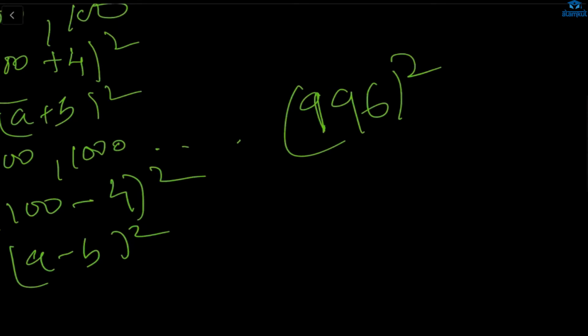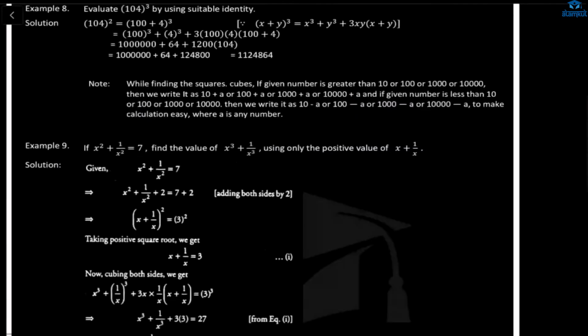And similarly, that's what I have written in the note also, to make sure that whenever you find these types of numbers, if it is less than 100, 1000, you can take minus and the number, and if it is greater than that, then you can take plus and 1000.